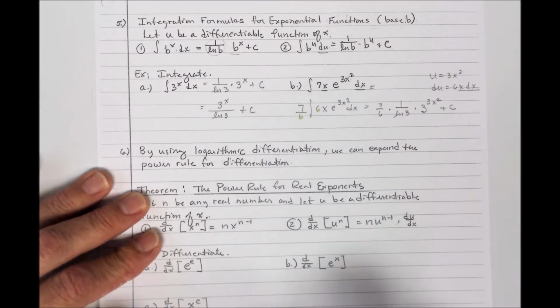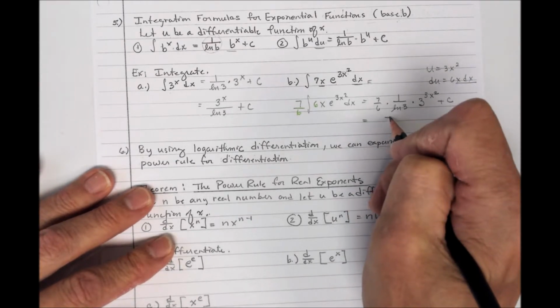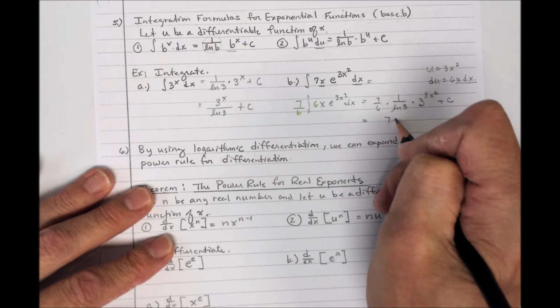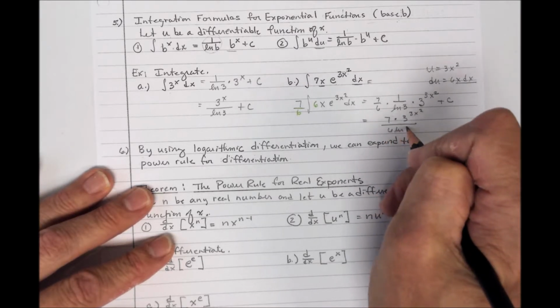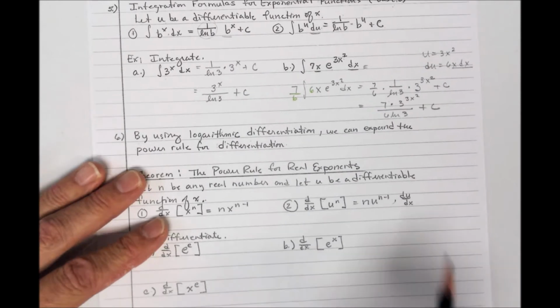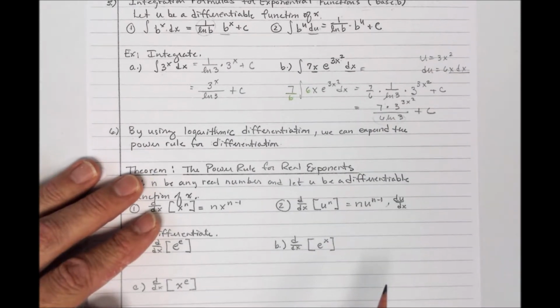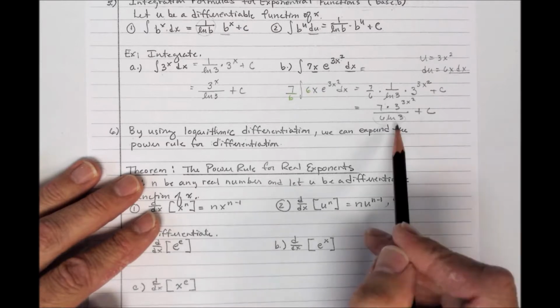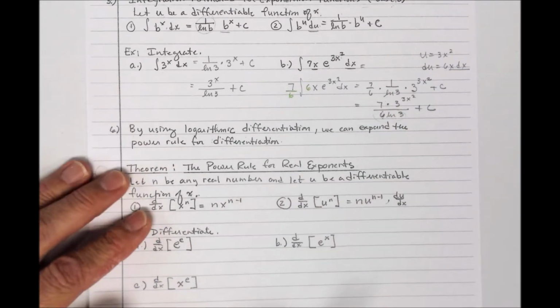Now, again, I probably wouldn't leave it in that form. I'd have to be careful here. 7 times 3 to the 3x squared all over 6 natural log of 3 plus a constant. And I don't have to tell you all the different things that could happen if you check your answer in the back of the book with a problem like this, because they could take this 6 and bring it up as an exponent, all sorts of stuff they could do.